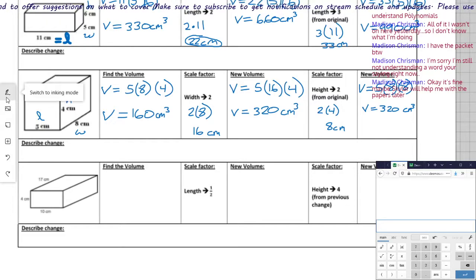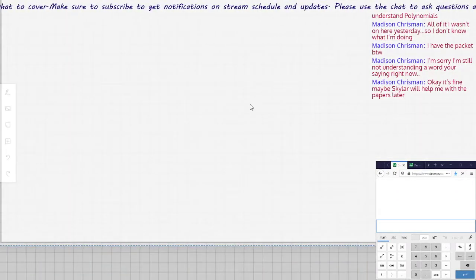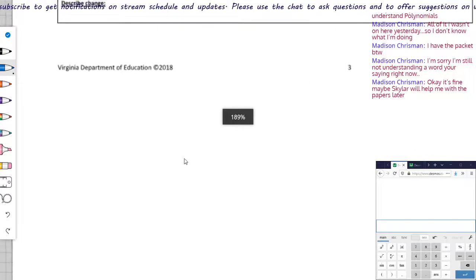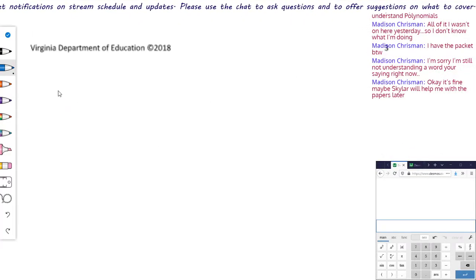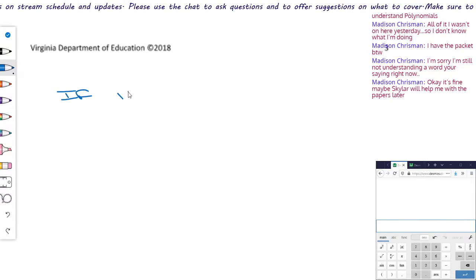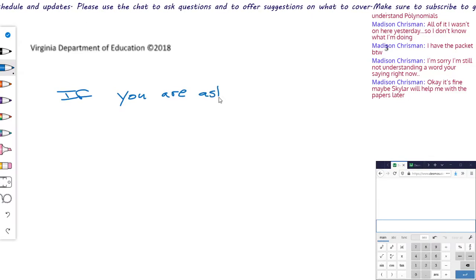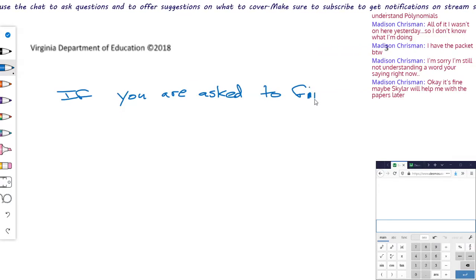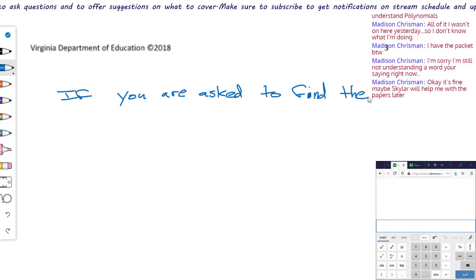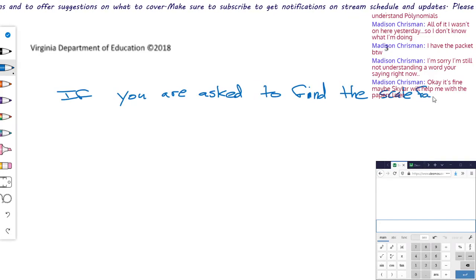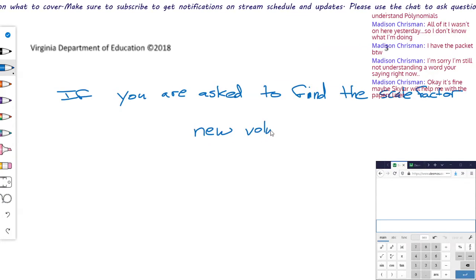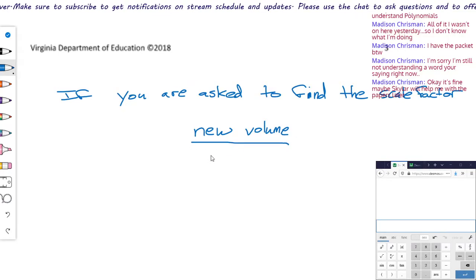So if they asked you what would be the scale factor, like how much more of an object are you able to fill in there, to do that, if you're asked to find the scale factor, what you're going to do is put your new volume over your old volume.